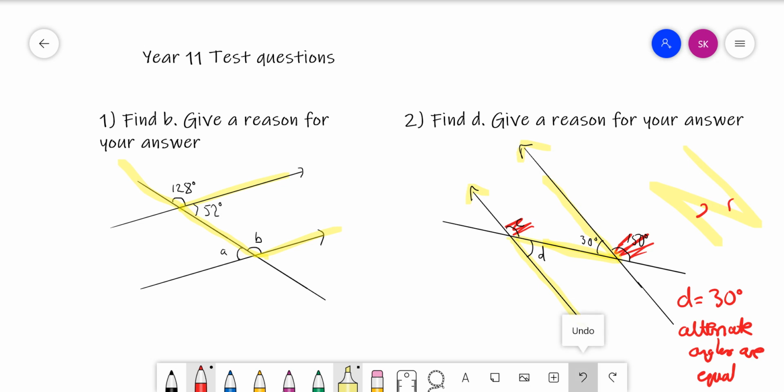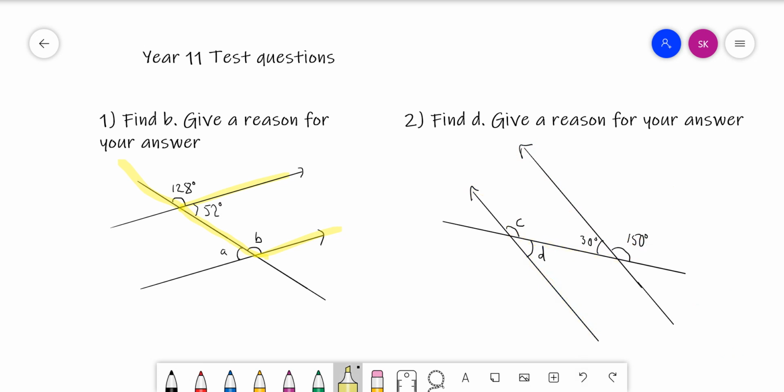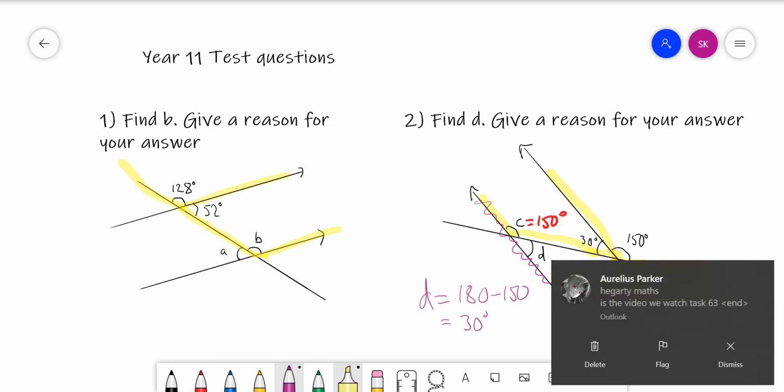I'm going to show you the other way of doing it, just in case you did it that way, so that you know whether your thinking was correct. But it won't be as efficient as the way that I just showed you. The other way is saying, well, C looks like it's the same size as 150, and you can see that's an F shape. Which means C is the same size as 150 because it's corresponding. Then you say C and D are on a straight line. Angles on a straight line add up to 180. So D equals 180 minus C, which is 150. And so D equals 30 degrees.